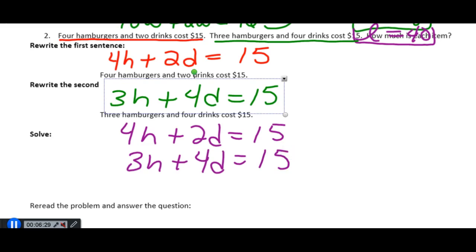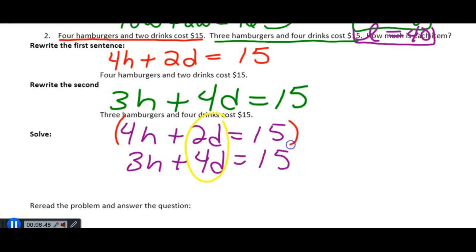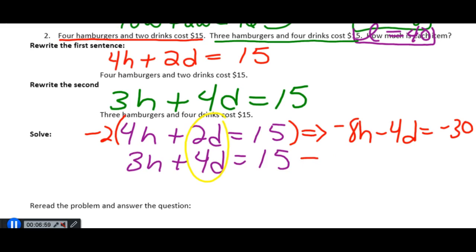And I'm focusing in on my d's because I can see that if I just multiply that top equation by -2, those d's would eliminate. So I'm going to multiply that top equation by -2. And so my top equation is now going to be -8h minus 4d is equal to -30. My bottom equation is not changing, so I can keep that exactly the same: 3h plus 4d equals 15.